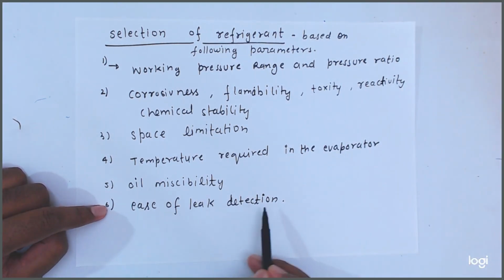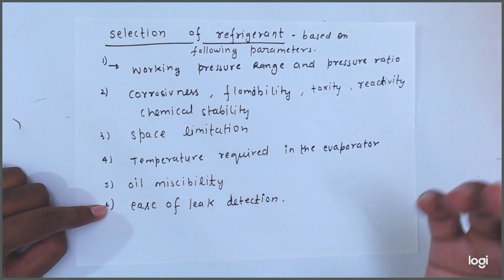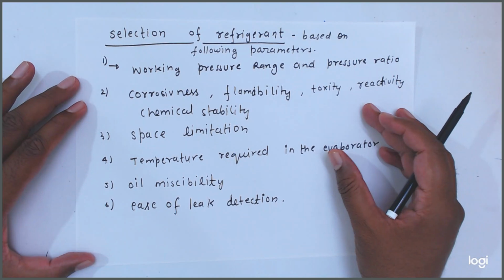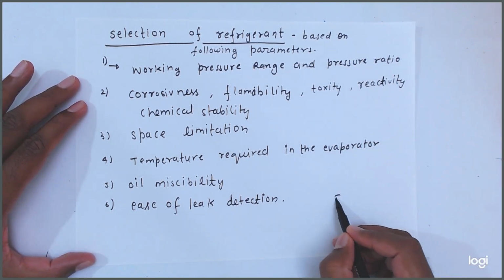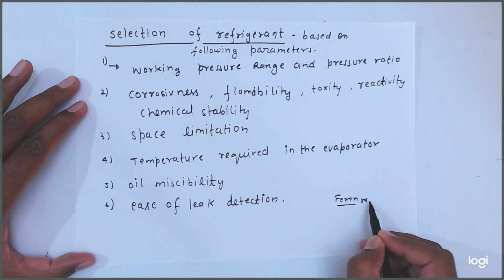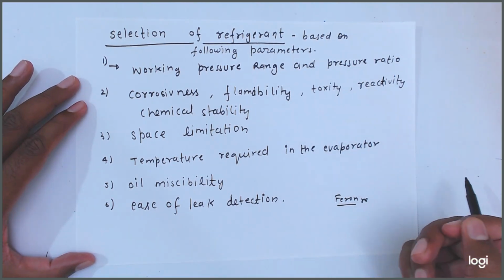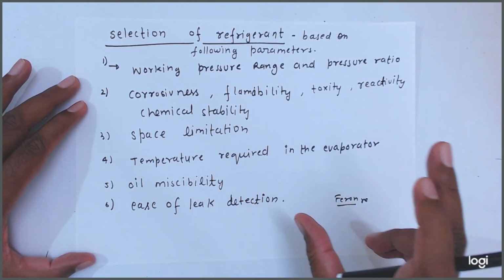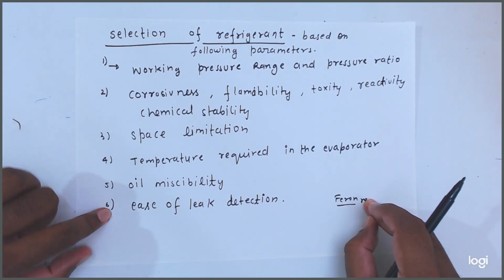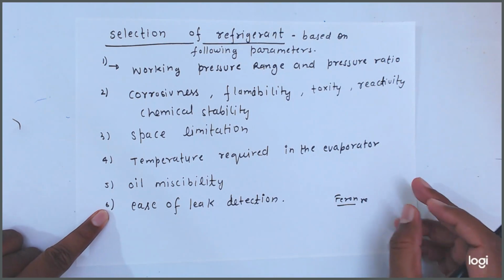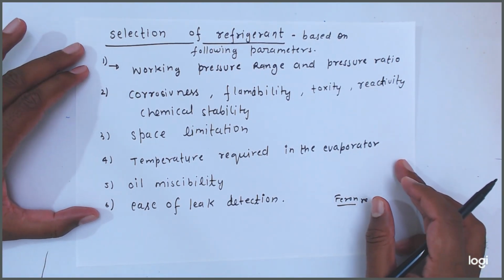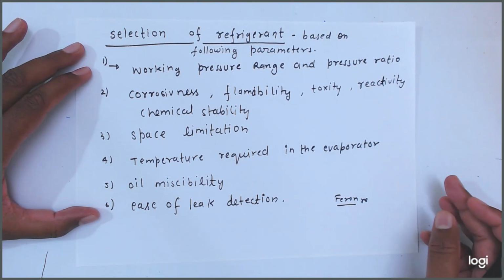Ease of leak detection. Suppose any leakage is there, so we can identify it easily. Like Freon refrigerant, if it leaks, then we can use a halide torch. By the change in color we can understand that some leakage is there. So ease of leak detection should be there. So these are the parameters based on which we are going to select the refrigerant.